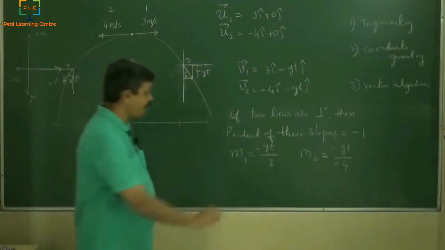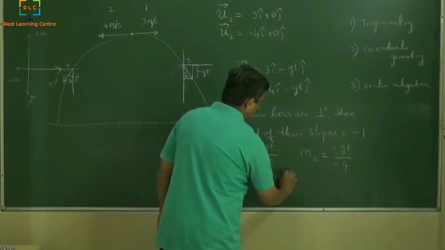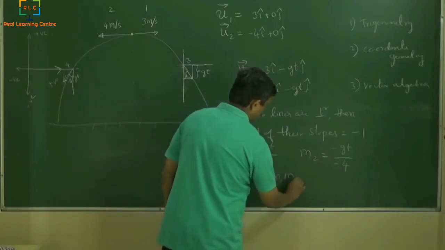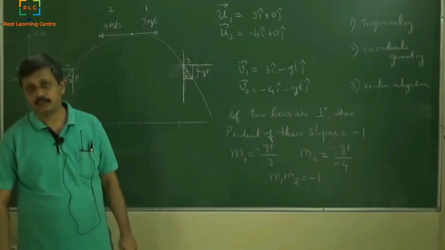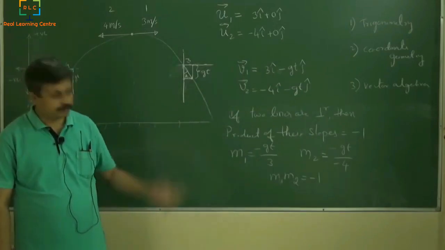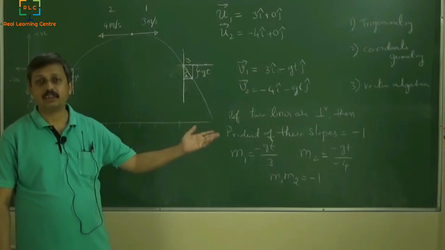So we have to have M1 into M2 is equal to -1. Substitute this and tell me what is the value of t.